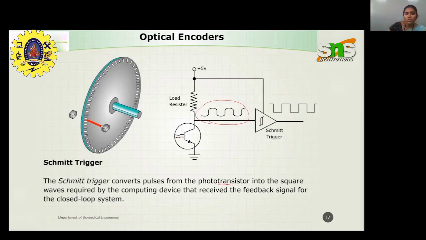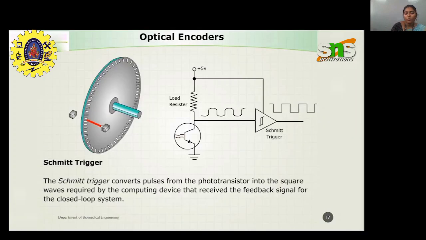In the schematic you need two things: one is a lower threshold, and another is an upper threshold. For example, the lower threshold is 0 volt and the upper threshold is 5 volt.